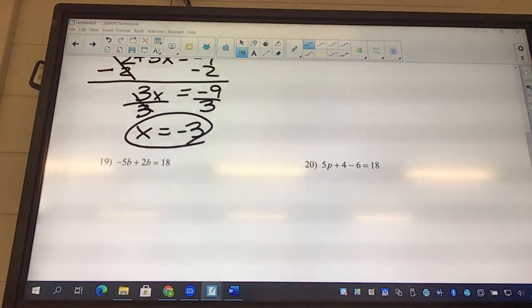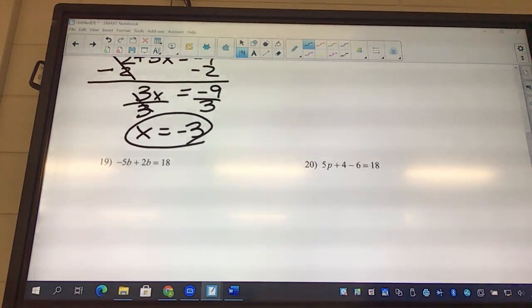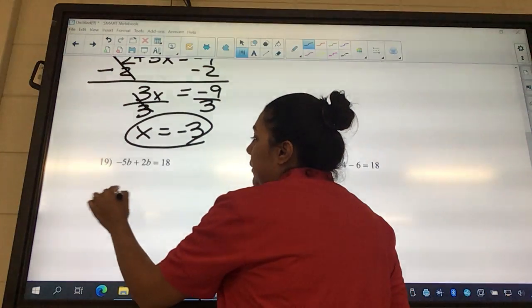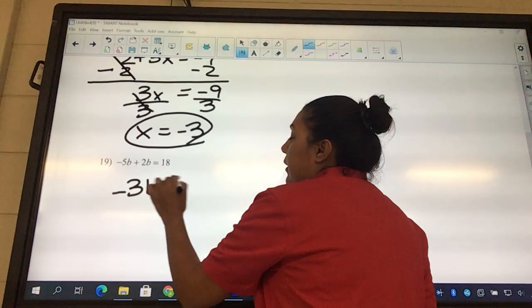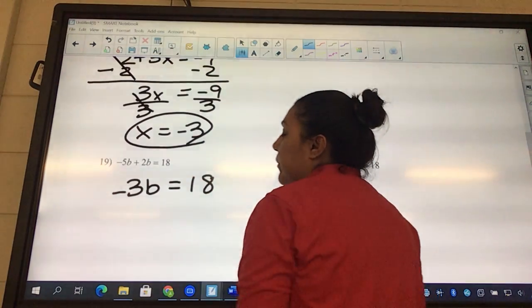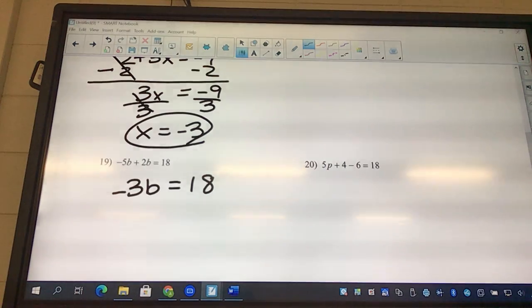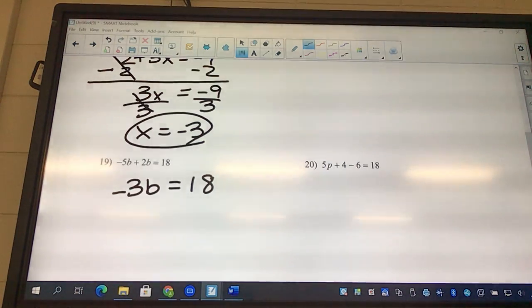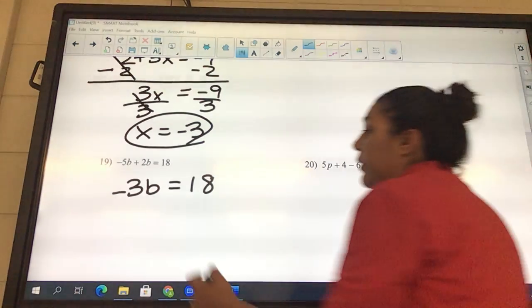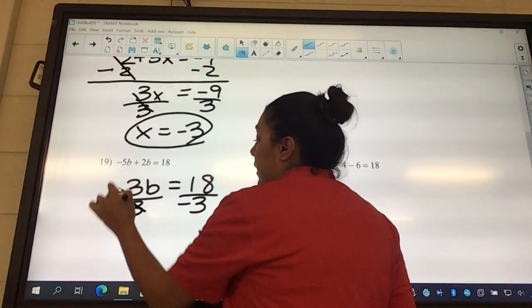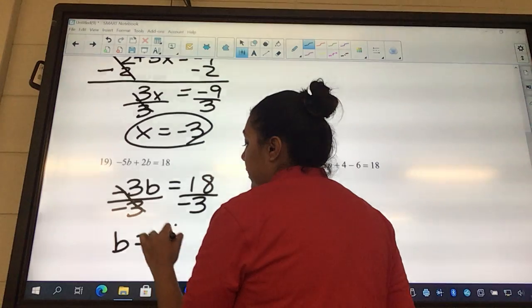Okay, 19. We're gonna combine like terms. Okay, and I can put this 5 and this 2 together, and that's gonna give me a -3b equals 18. Okay, we're gonna add or subtract the kid. And in this case, there is no kid, and so then our last step is just gonna be to divide by -3. So I got b equals -6.